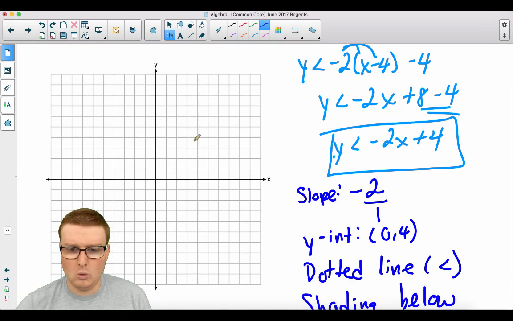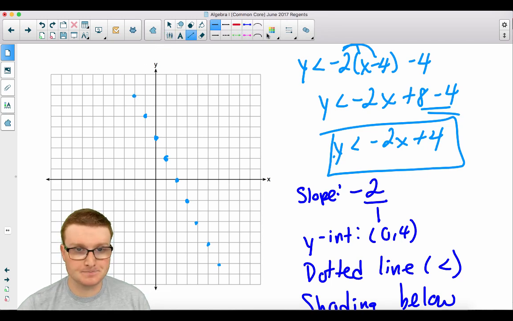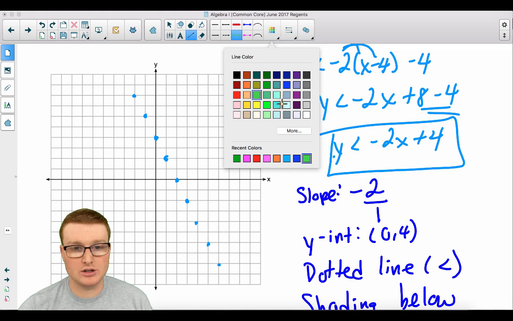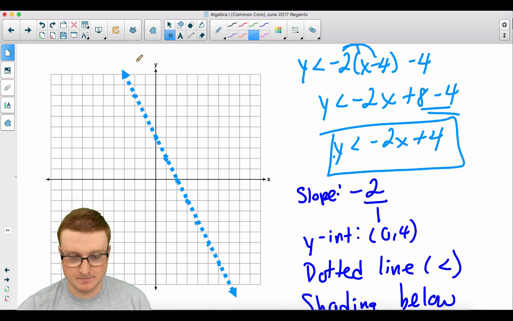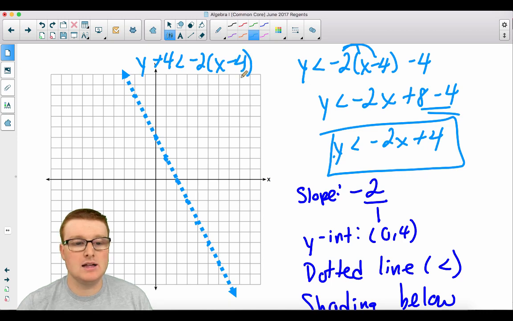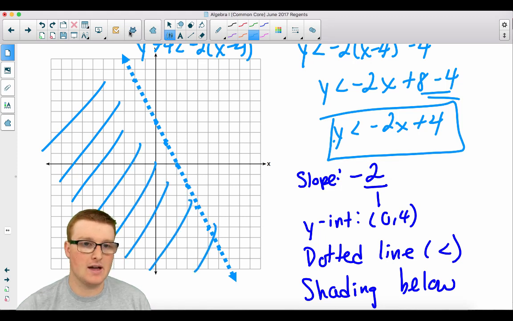So, y-intercept of 0, 4. Here we go. 0, 1, 2, 3, 4. Go down 2 to the right 1, down 2 to the right 1. Keep on going like this, and then do it in reverse. Now, you're going to draw yourself a dotted line like this. You're going to label y plus 4 is less than -2 times x minus 4. Last but not least, you're going to shade, and you're shading below, like that. I don't like that last one. And that's how you do that question.